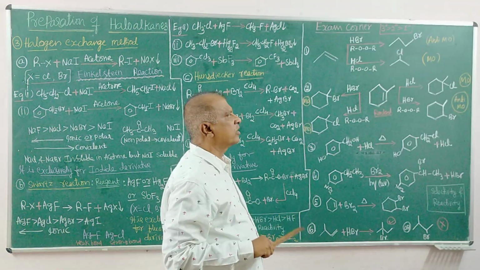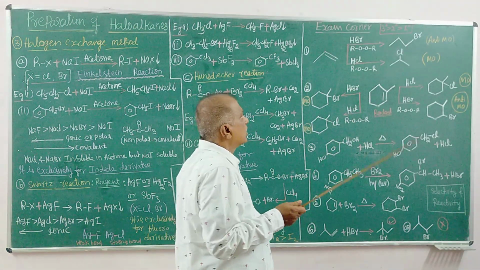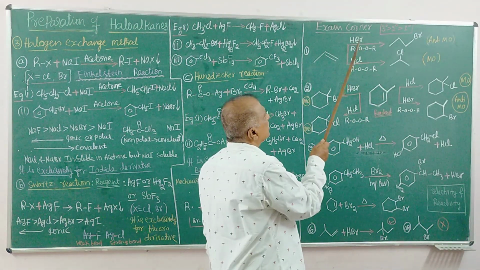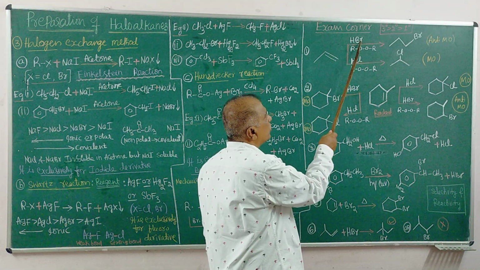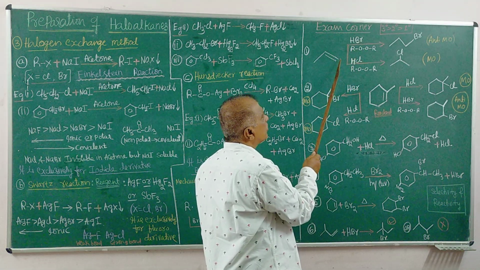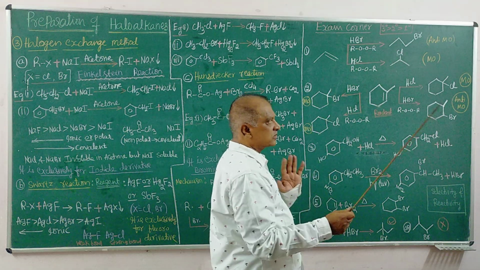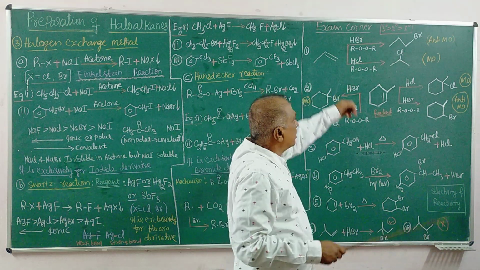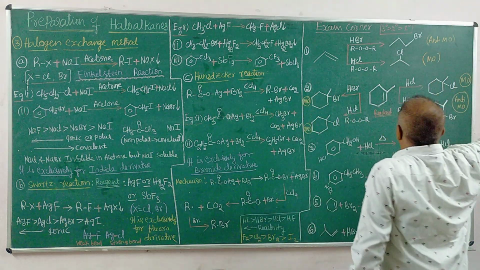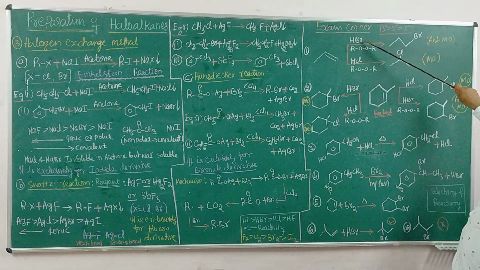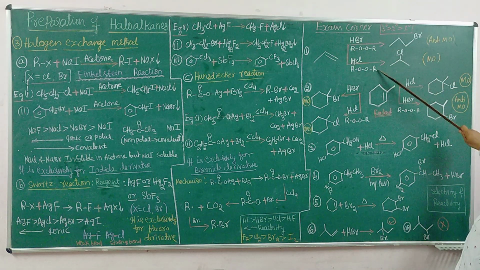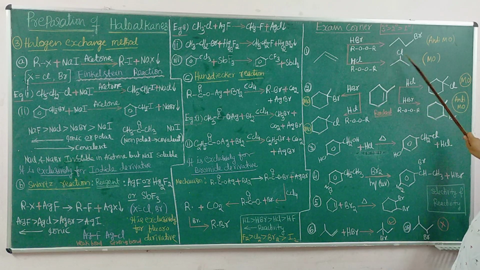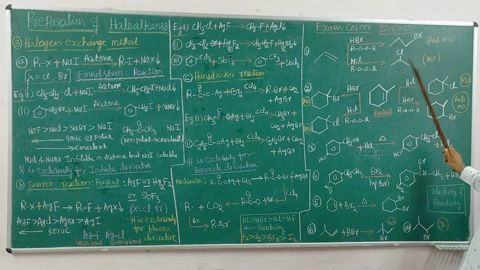What is anti-Markovnikov's rule? Reverse addition. Anti-Markovnikov means hydrogen goes to the carbon with fewer hydrogens, and bromine or halogen goes to the carbon with more hydrogens. The reverse is anti-Markovnikov rule. Here HBr undergoes the anti-Markovnikov rule. Even in the presence of peroxide, HCl does not undergo anti-Markovnikov, directly it follows Markovnikov's rule.